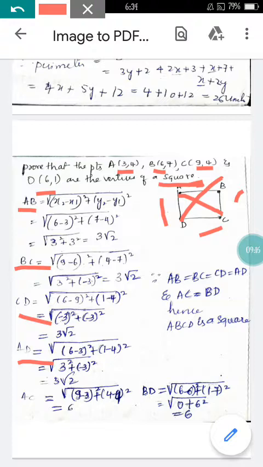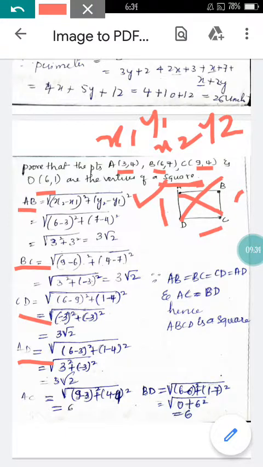You need to find the value by making use of the distance formula. As you know, the distance formula is the square root of x2 minus x1 whole square plus y2 minus y1 whole square. Make use of that formula. For AB, first consider A as x1 y1 and B as x2 y2. Then just substitute these values in the formula. Then you are going to get the answer as 3 root 3.